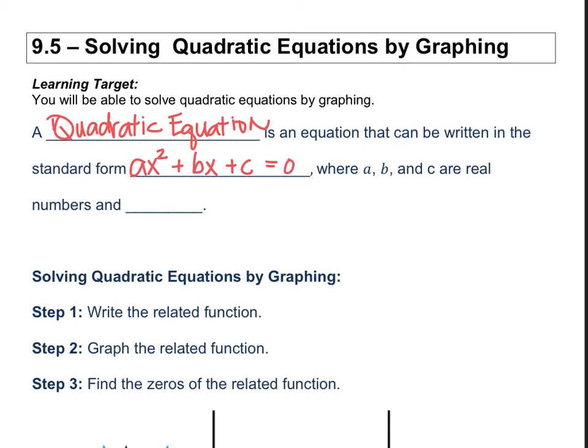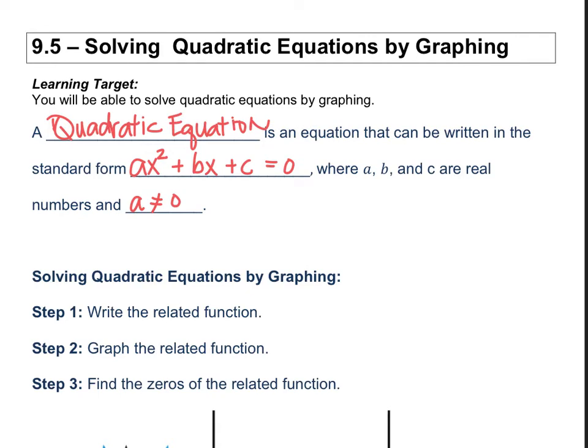It is an equation, so we're going to have that equals 0 as part of these equations now, where a, b, and c are real numbers, and our a value will never equal 0. So you'll always have some number with your x squared. It could be a 1, so 1x squared is just x squared, or 2x squared, 3x squared, something like that. So we're going to graph our quadratic equations, look at the graph, and get our solution.